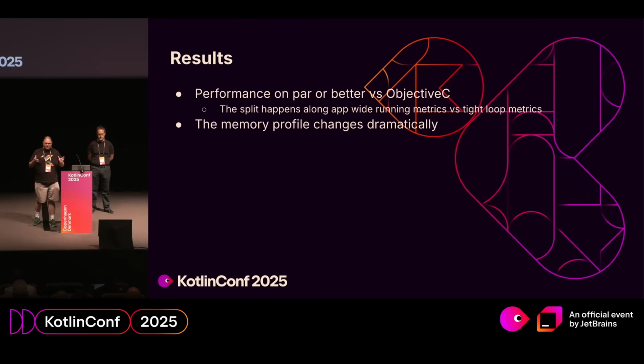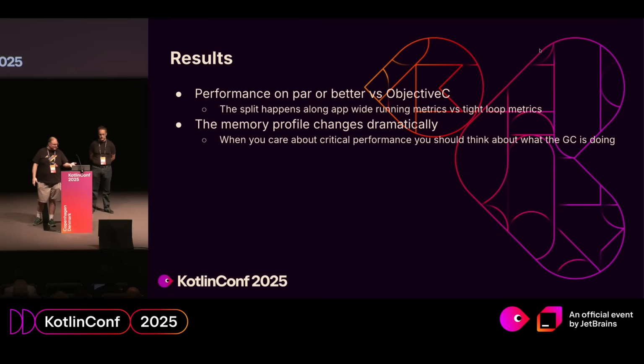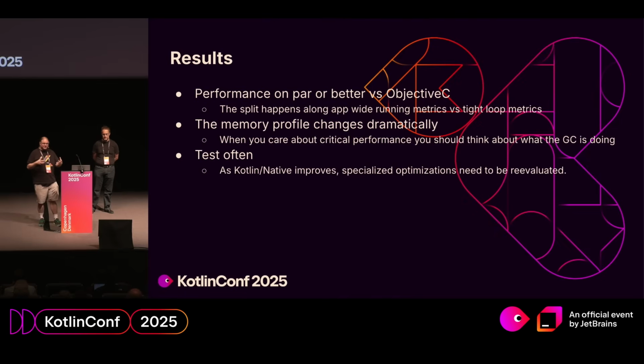So the memory profile of your application changes dramatically. And when you care about critical performance, you have to think about what the GC is doing. And this is just your life in the Kotlin native world. For us, we test often because things change. So, for example, some of the tricks or hacks we have done to improve performance, we've removed as Kotlin native has improved over the past year, because they were either not necessary or counterproductive, as the JetBrains team took our feedback and improved the ecosystem.